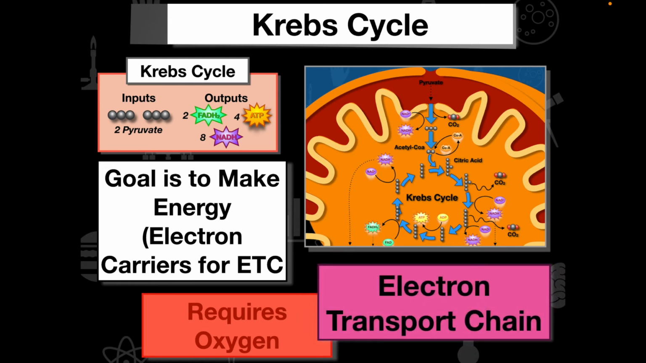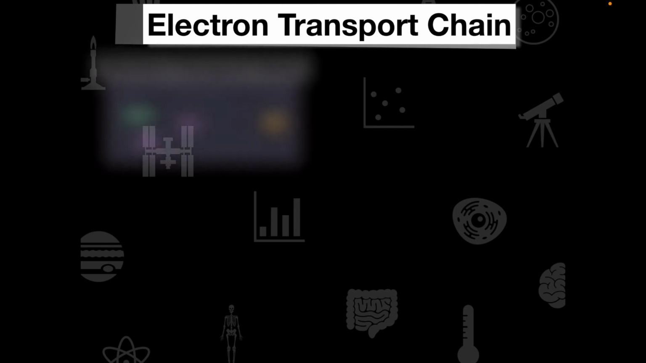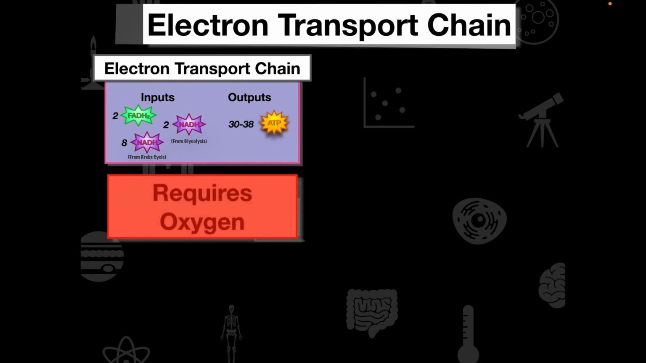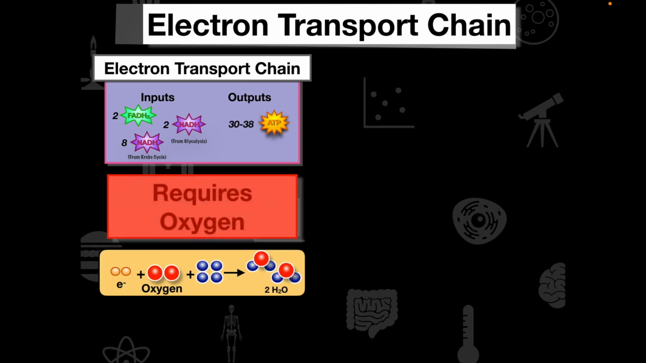Now lastly here, we're trying to again make that electron transport chain function. We need to understand why oxygen is important in this next step. Now the last step here is going to be the electron transport chain. The inputs are 2 FADH2, 8 NADH from the Krebs cycle, 2 from glycolysis, and our outputs are going to be ATP. Now this requires oxygen because remember, when we have these electrons present at the end of the electron transport chain, they're going to be toxic to proteins and DNA.